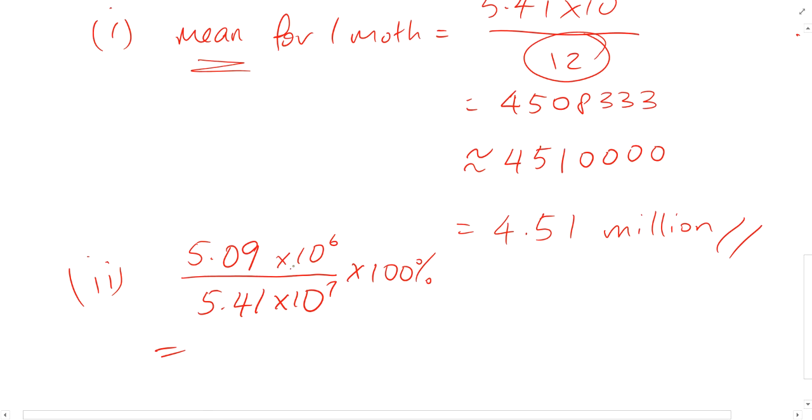So 10 power 6 and 10 power 7 can cancel. But in the denominator, you're left with 10. So what do you have as the answer? Okay, this is rounded off, right?